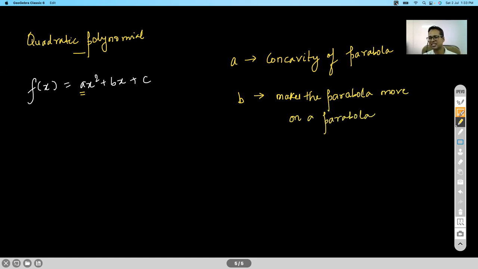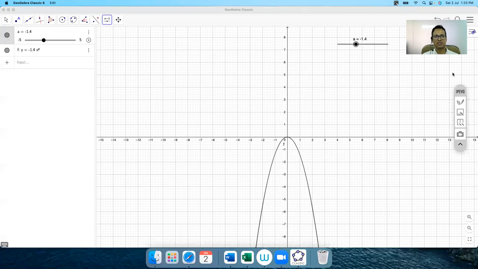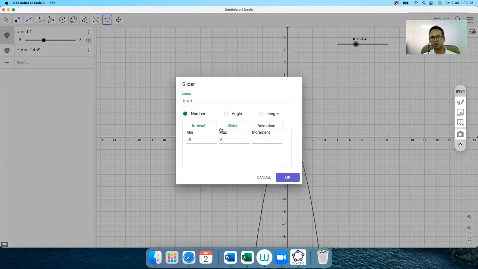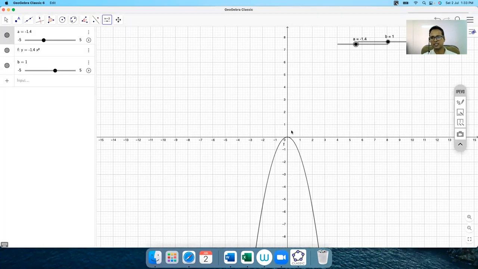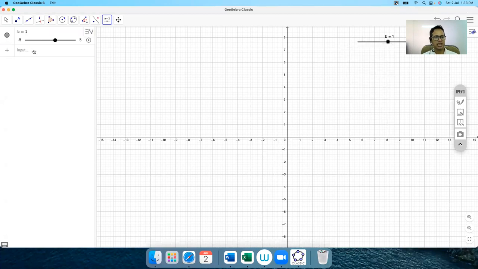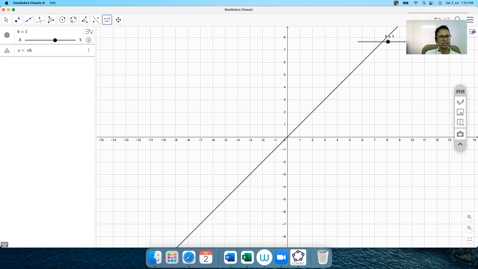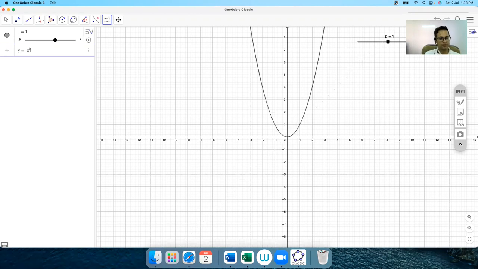Okay, very interesting thing. Maybe you would have never noted it down. So what I'm going to do is I'm now going to change my slider. I'm now going to call it as B. This guy I'm going to erase. And I will write any parabola, let's say x square plus bx, okay? And let me have a constant.